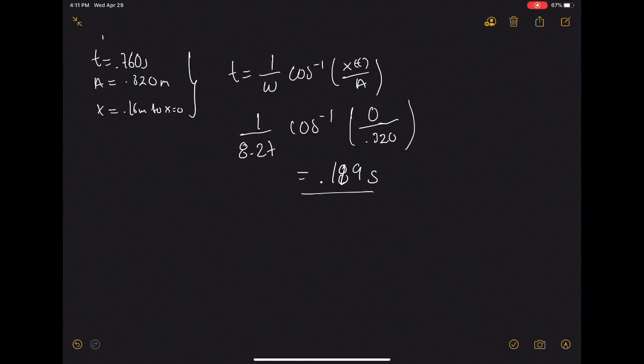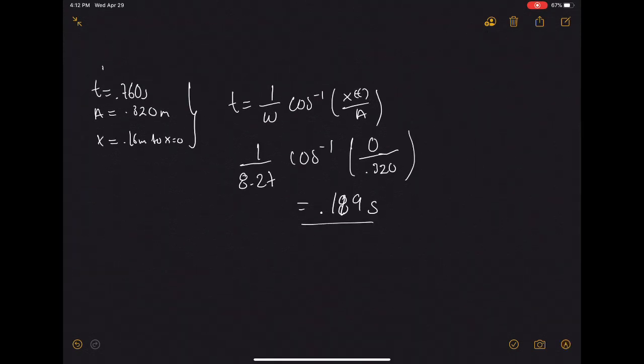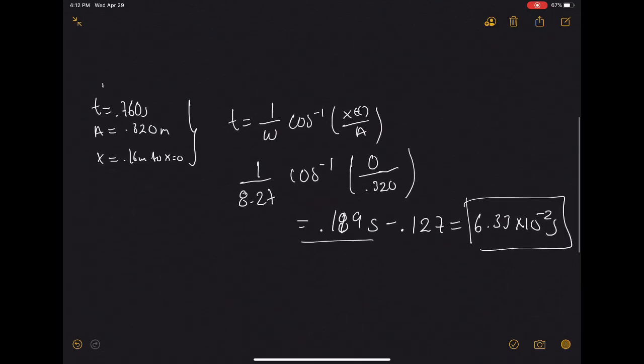Now, since it's asking only from 0.160 to 0, we're going to have to subtract the number we got earlier, the 0.127. So 0.189 minus 0.127 is going to be 6.33 times 10 to the negative 2 seconds. And that's the second part. And that's it.